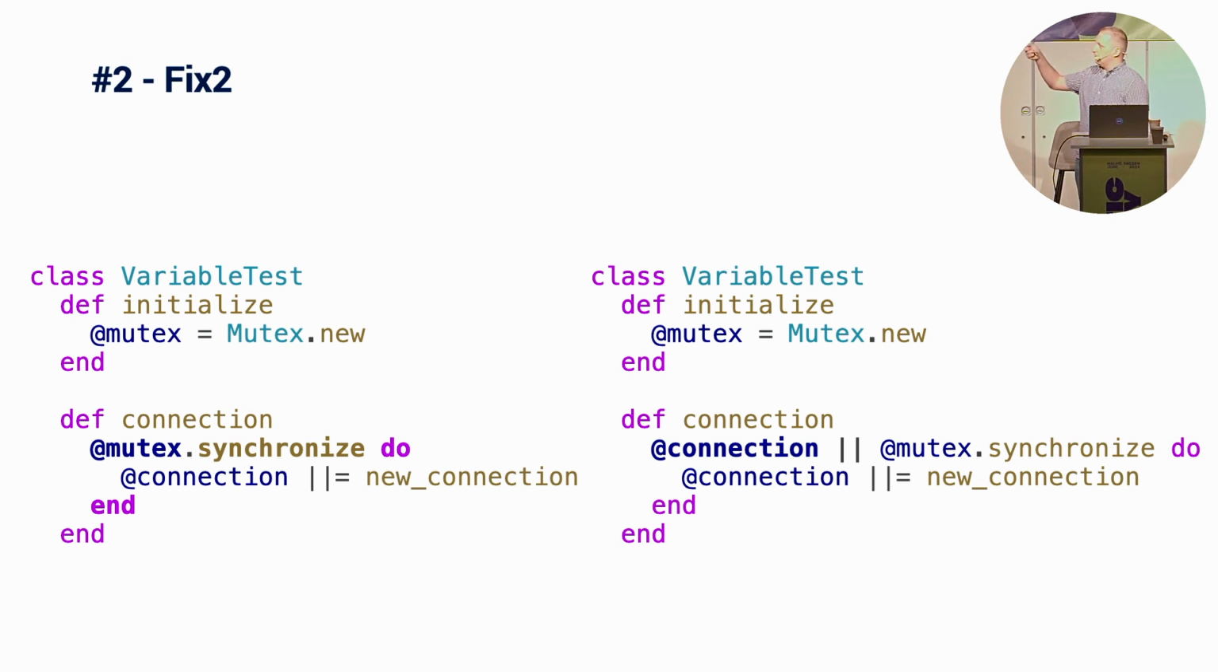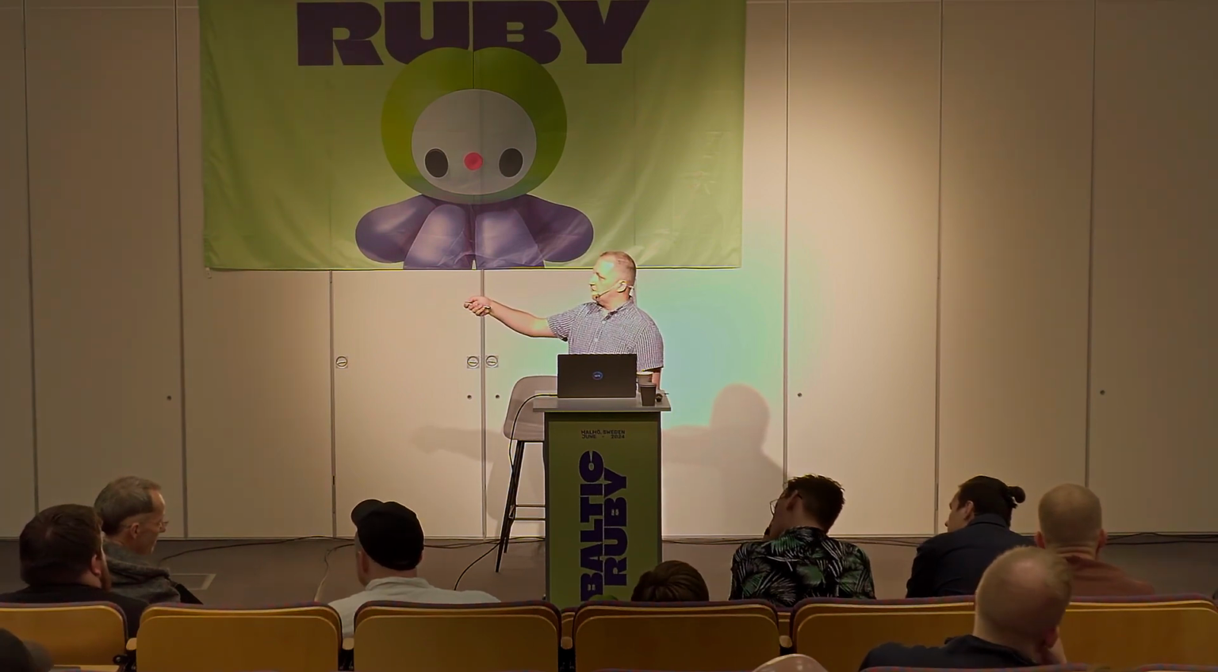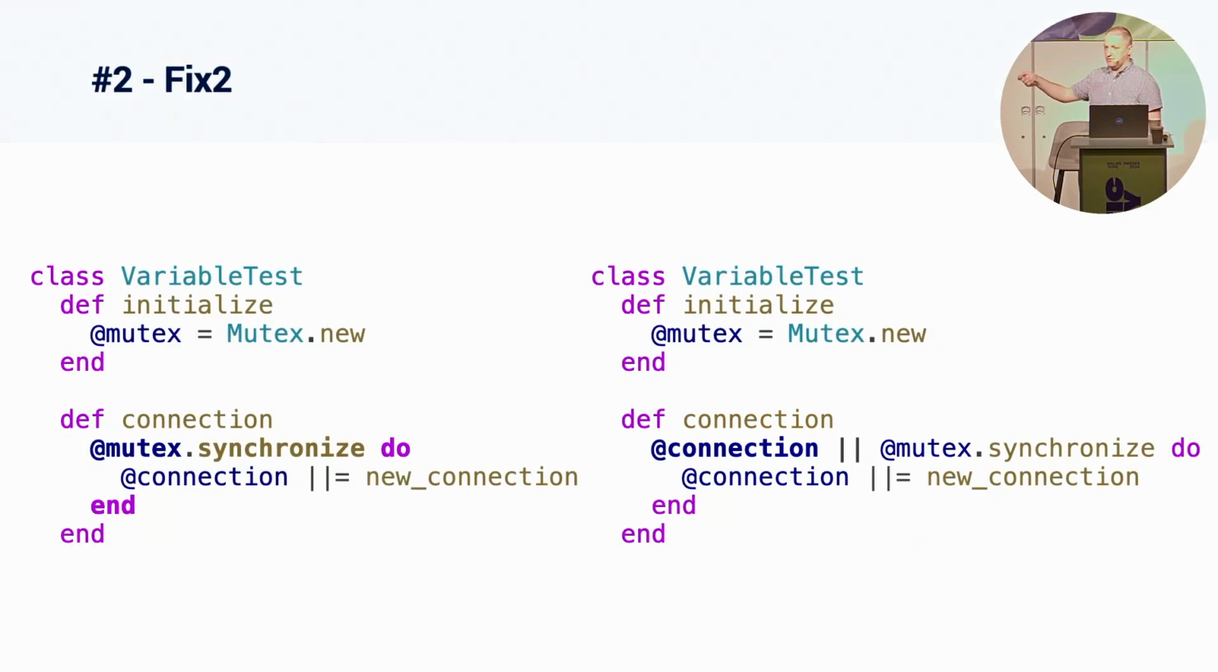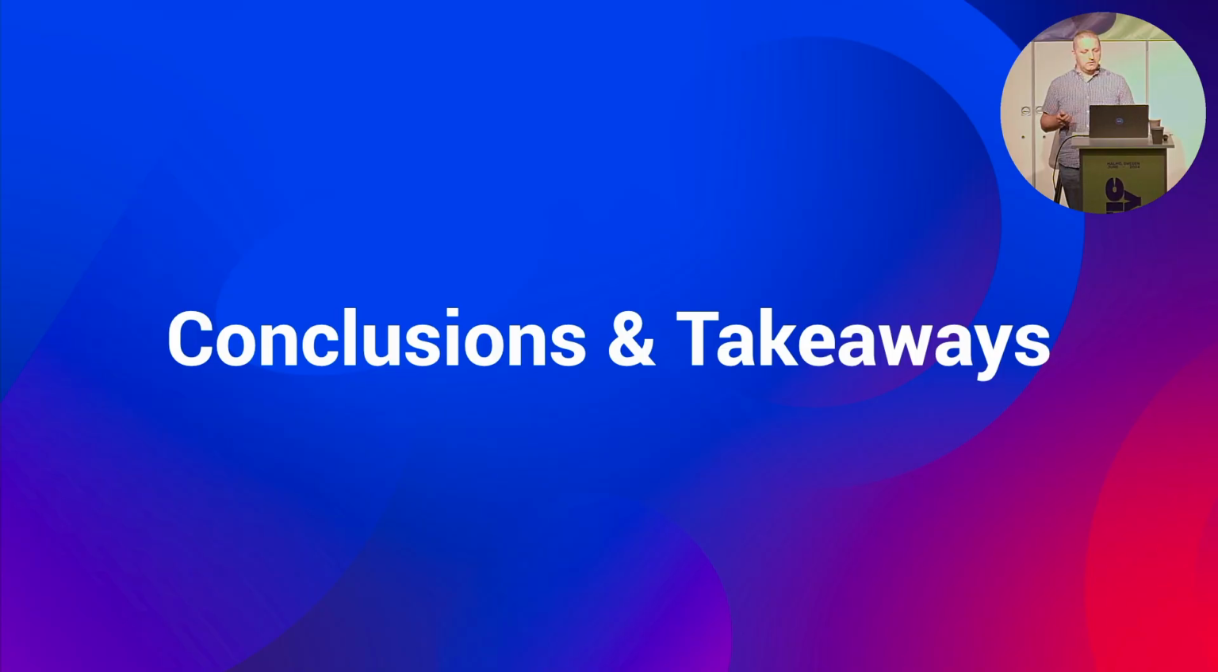And at most this could create a few synchronize calls when those threads actually do lock up. But still, when they go inside the synchronized block, they will see that some thread already initialized this connection, so we are free to go. Just use the existing value. So yeah, that's the fix for the second case, and let's do a wrap up of what we saw.